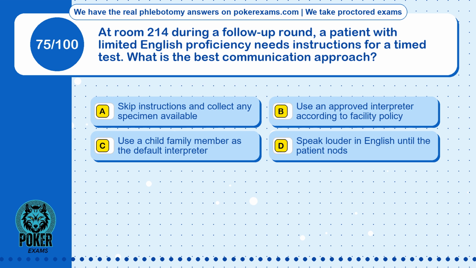Question 75. At room 214 during a follow-up round, a patient with limited English proficiency needs instructions for a timed test. What is the best communication approach? Option A, skip instructions and collect any specimen available. Option B, use an approved interpreter according to facility policy. Option C, use a child family member as the default interpreter. Option D, speak louder in English until the patient nods.